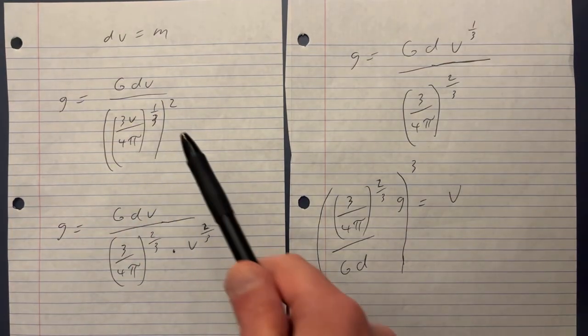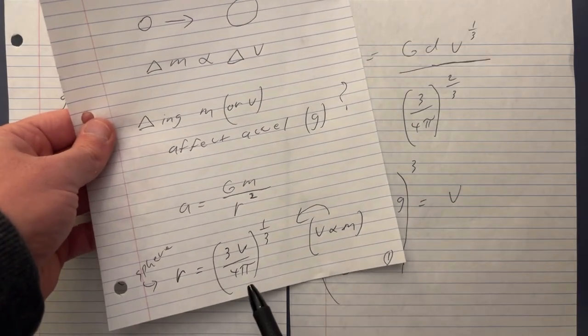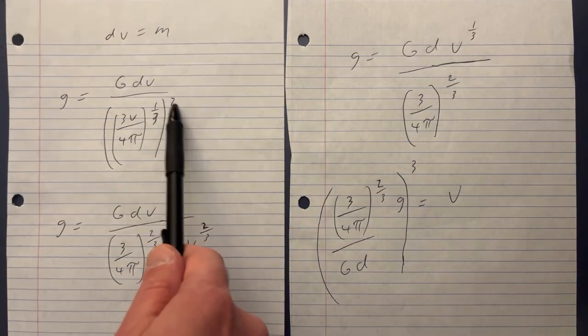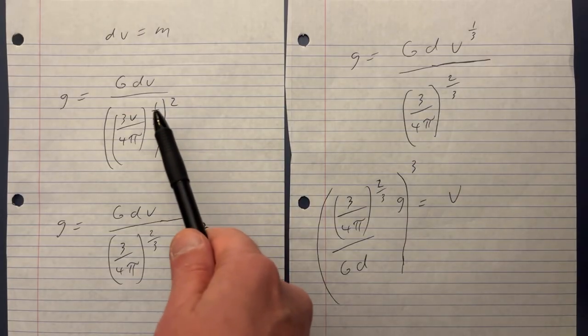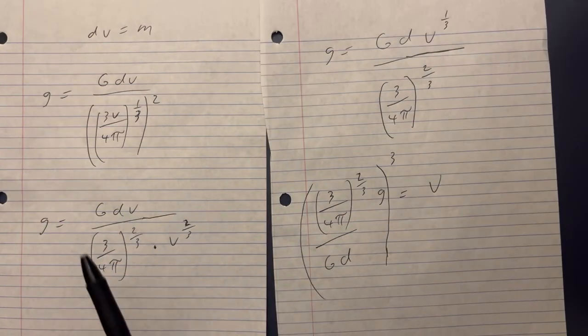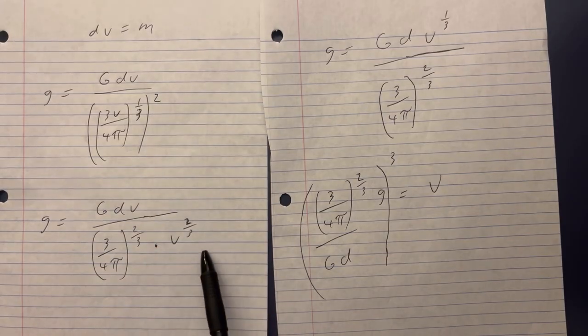How I got this r squared is looking at the radius here of the planet, 3V over 4 pi to the 1/3, but then we have to square that. And believe me, I made a lot of arithmetic errors in this because it gets even more hairy. This whole thing here becomes a 2/3 exponent. You multiply your exponents. And what I'm going to do here is go ahead and pull that volume out. So that's volume to the 2/3 out here.